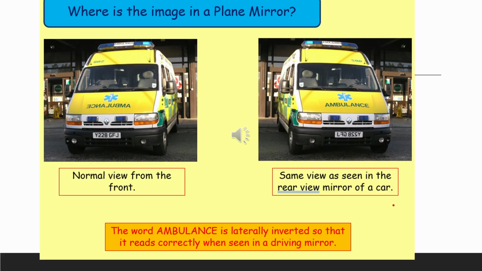A very simple example that I'm sure many of you would have seen: the word ambulance on a van. It's laterally inverted so that it reads correctly when you're seeing it from a driving mirror. Have you seen this before?